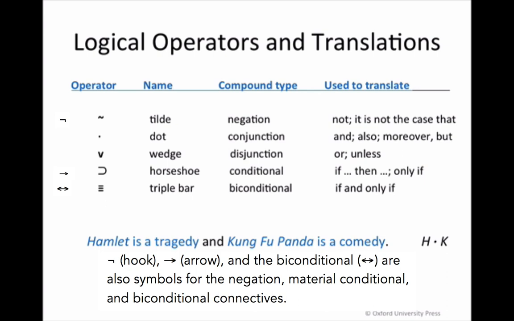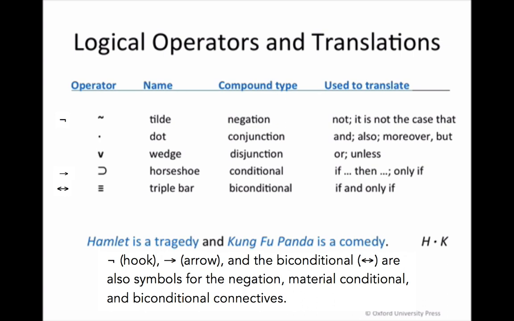Well, the squiggle mark is called a tilde, and what it is called in terms of an ordinary language connective is negation. So we use the tilde to translate sentences that include the word not, it is not the case that, it is false that, etc. The second operator is called dot, and it is used to translate any ordinary language conjunctions.